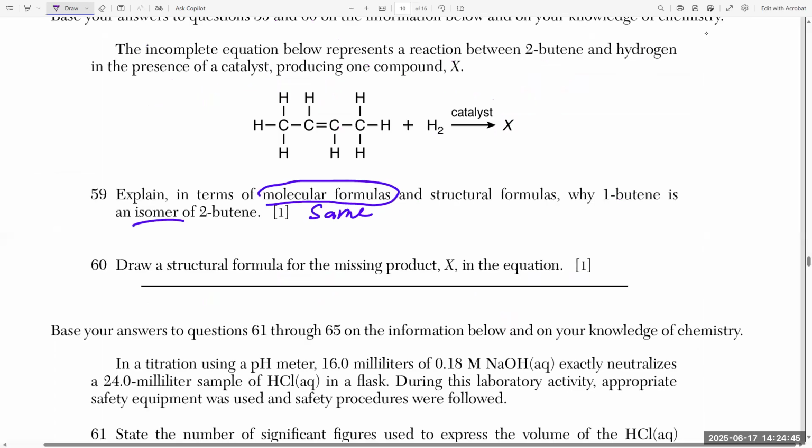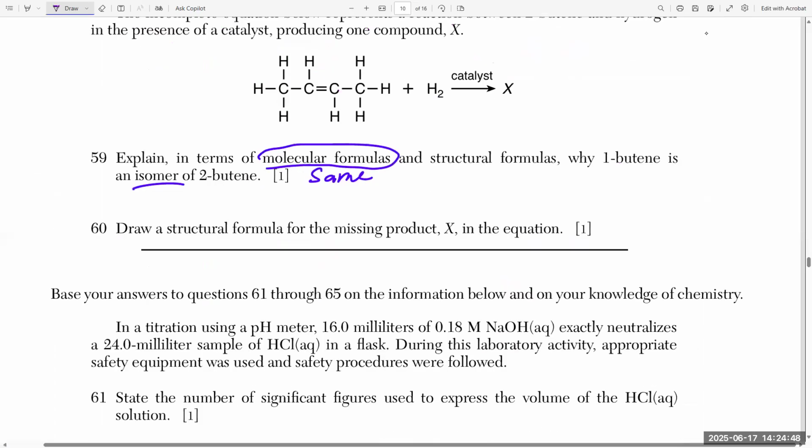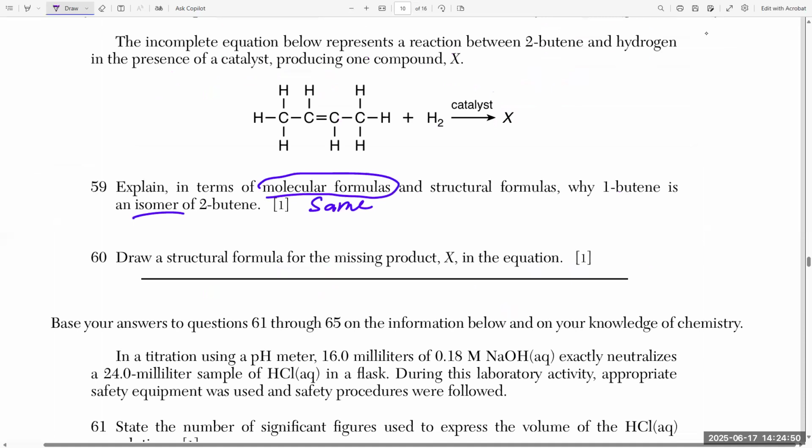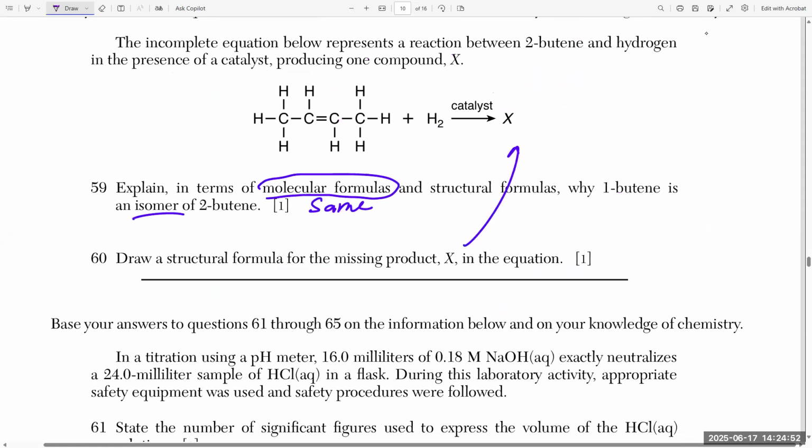Draw a structural formula for the missing product X in the equation. What are we looking at? We're looking at this, right? But what's happening here? We got hydrogens coming in. And remember what we said in class. When hydrogens come in, what happens? It's either going to be double bond or attached to hydrogen. So what is probably going to happen is what? The 2 hydrogens are going to come in here and here, right? So that's 4 carbon. So it's essentially going to take this alkene and turn it into an alkane, which is all single bonds, right? So let's go ahead and draw that.